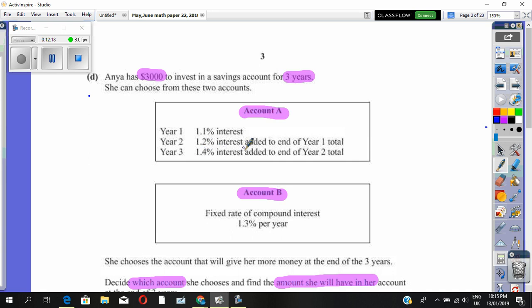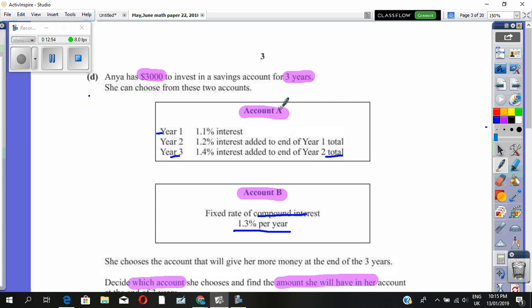Then year 2, 1.2% interest added to the end of the year, of the total. Then in year 3, 1.4% interest added to the end of the year, of the total. And the other option is account B, the fixed rate compound interest. Now be careful, this is the term used here. The compound interest is 1.3% per year.